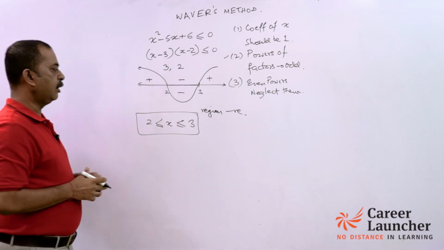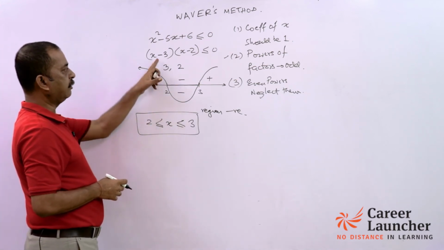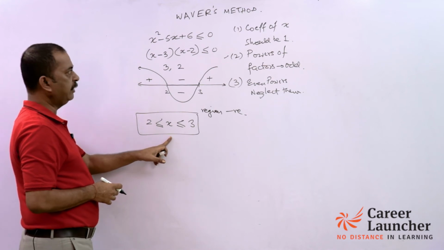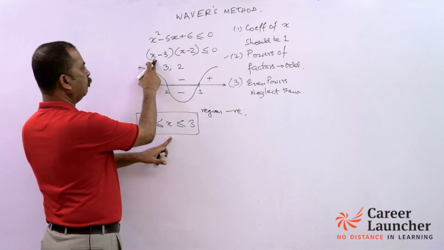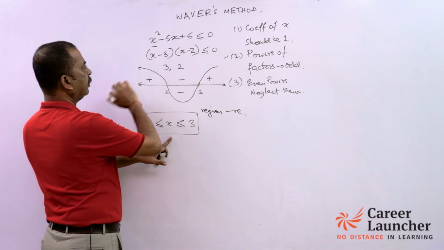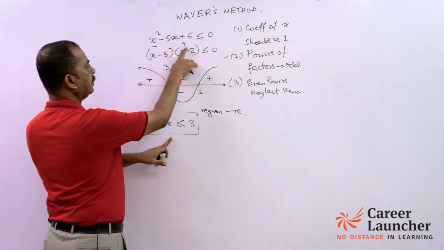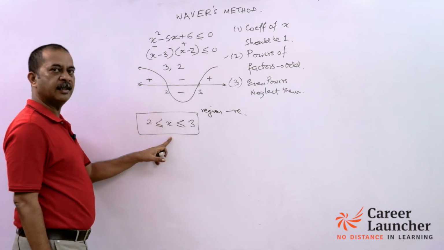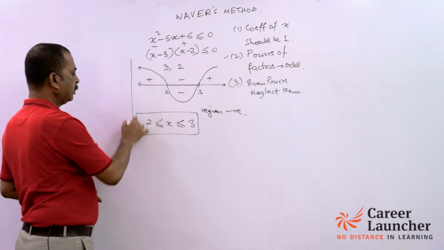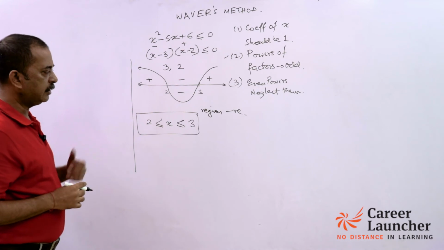Just to cross check, put any value between 2 and 3 in this equation. So let's say I pick up 2.5 and substitute here. So 2.5 minus 3 will give me negative. 2.5 minus 2 will give me positive. So negative into positive is definitely a negative value, which is less than 0. Right, so this is the first question which we solved. Let's take another one.